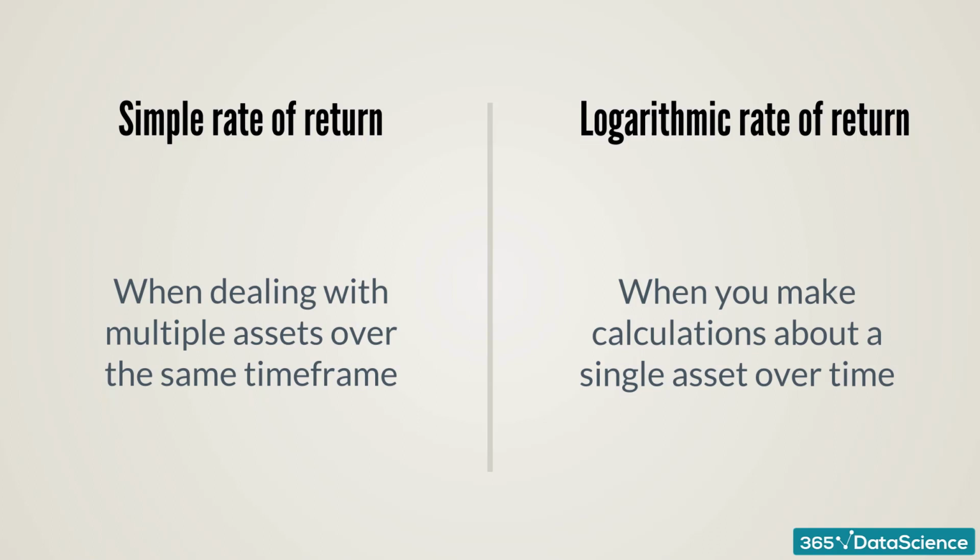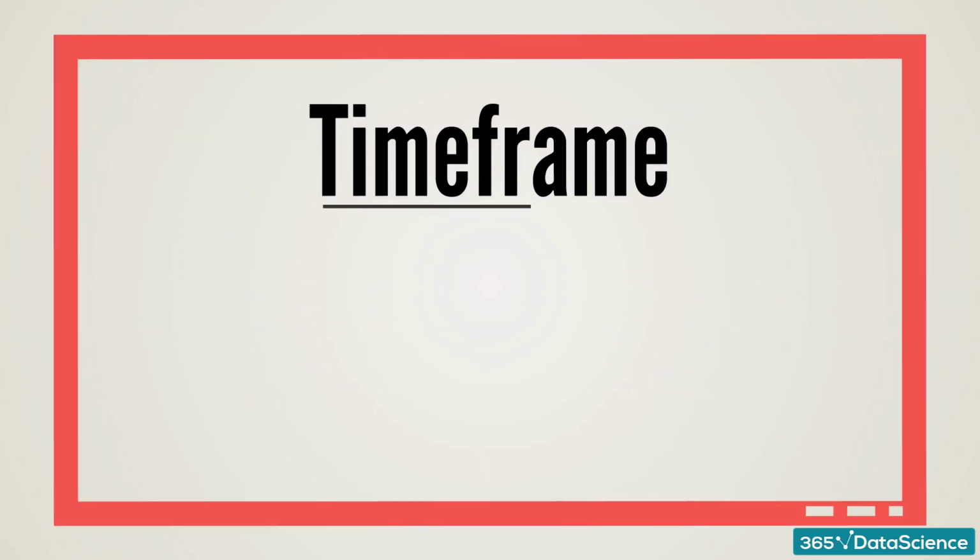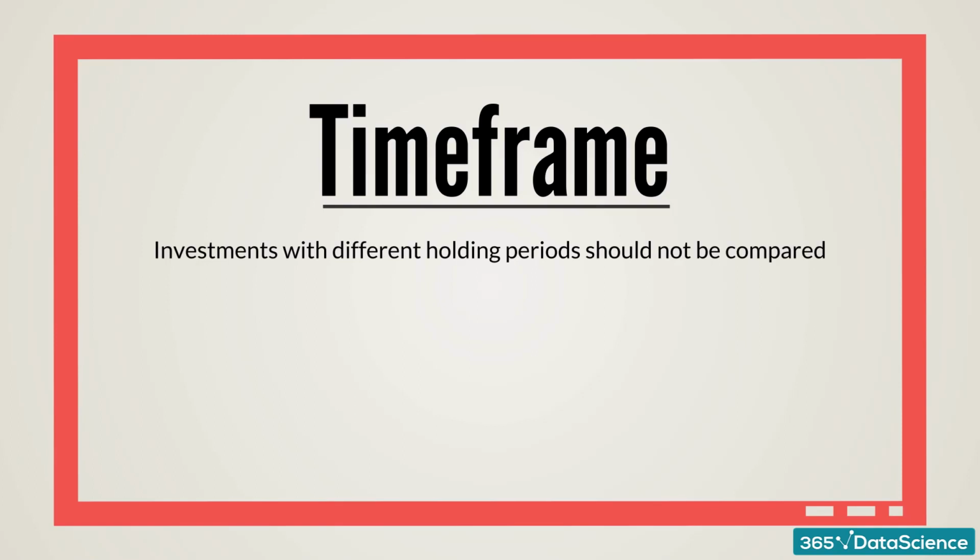There's an important observation we have to make here. We should always remember the time frame for which we've calculated a rate of return. In the example we saw here, we calculated a yearly rate of return because the Apple stock was held from 1st of January to the 31st of December, one whole year. We can use the formula to calculate rates of return for periods different than a year, but we should be careful as investments with different holding periods shouldn't be compared. We should always remember the time frame of the rates of return we are working with.